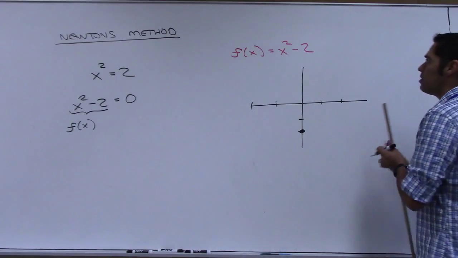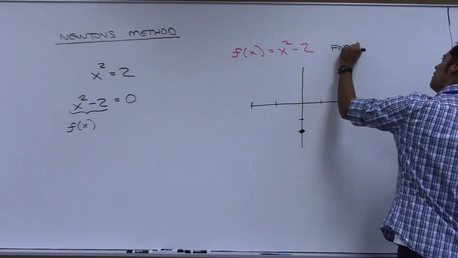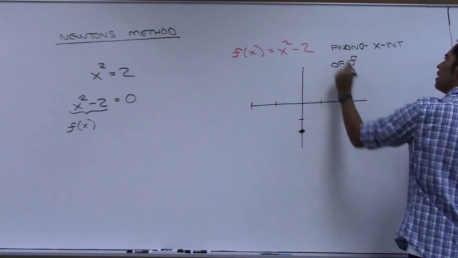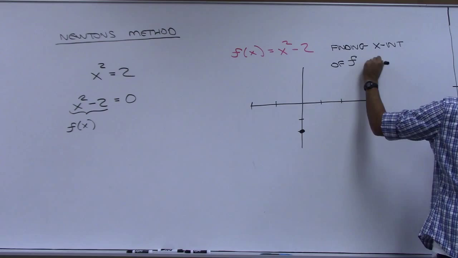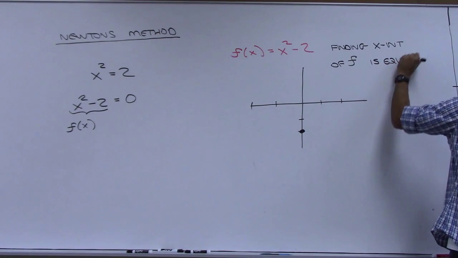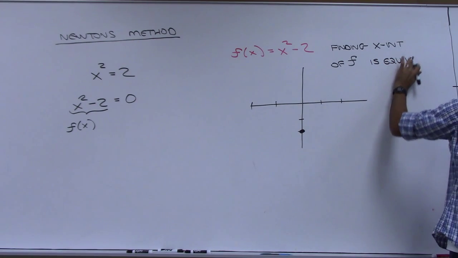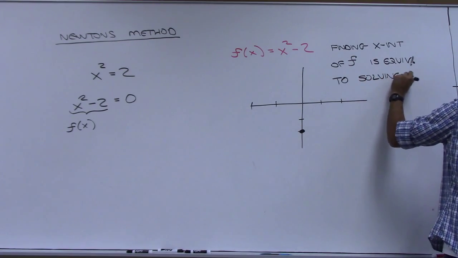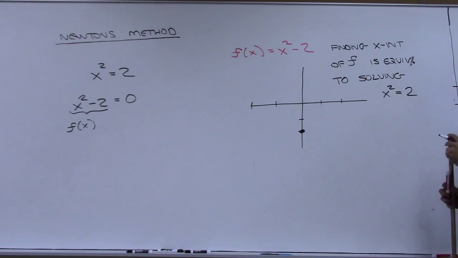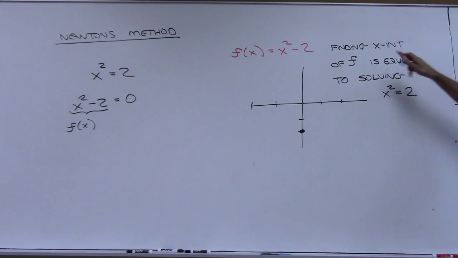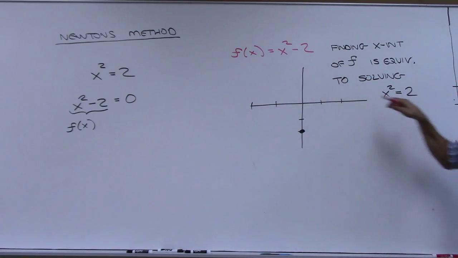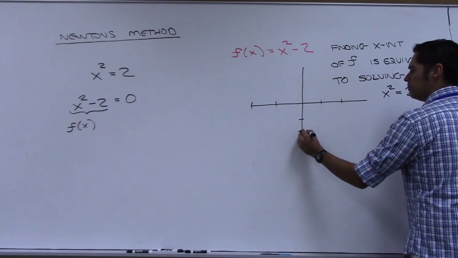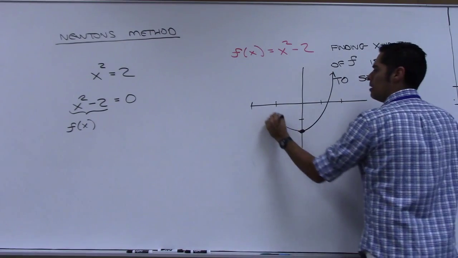Finding the x-intercepts of f is equivalent to solving x squared equals 2. Do you all see that? Finding the x-intercepts of this function is equivalent to solving this equation. All right, so here's my graph. I know it does something like this. Goes through like that, right?